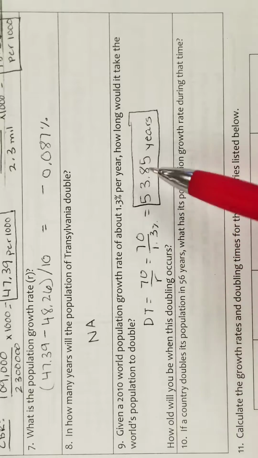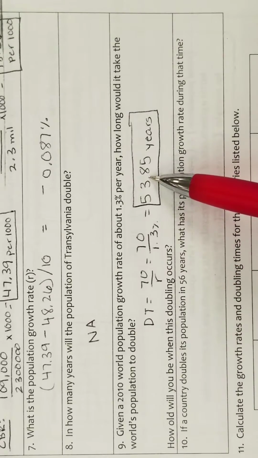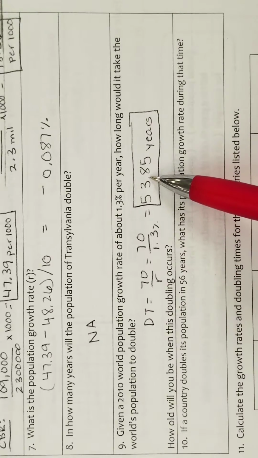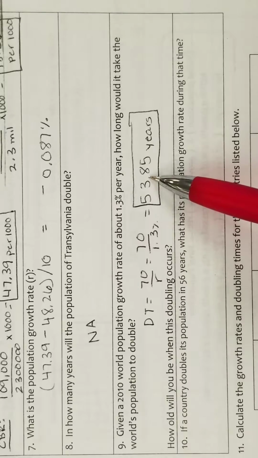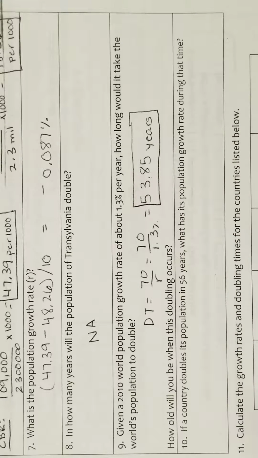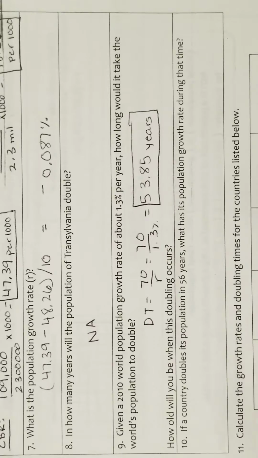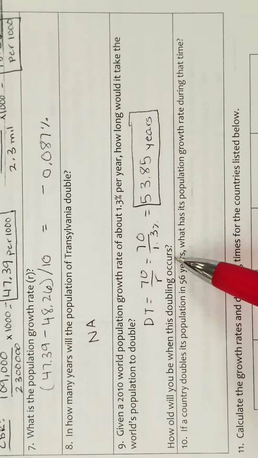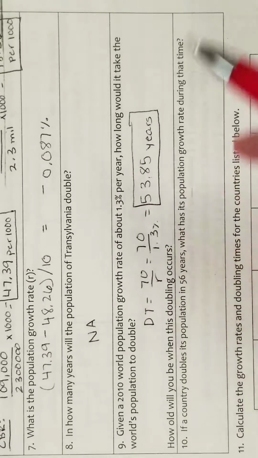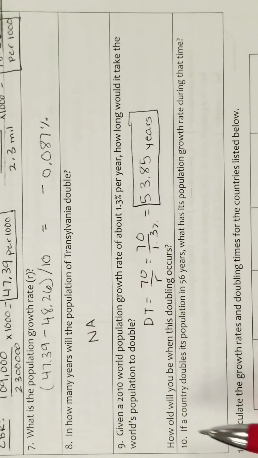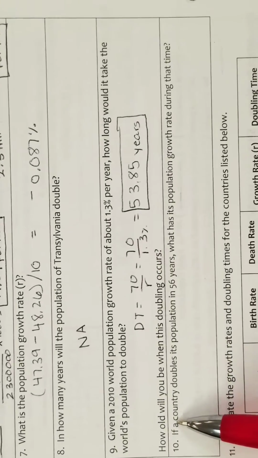So if you add your age to your answer, it will give you how old you will be when our population will double. Right now, we're at about 7.7 billion. Okay, so we will be close to 16 billion when most of you are in your 60s. Moving on to number 10.